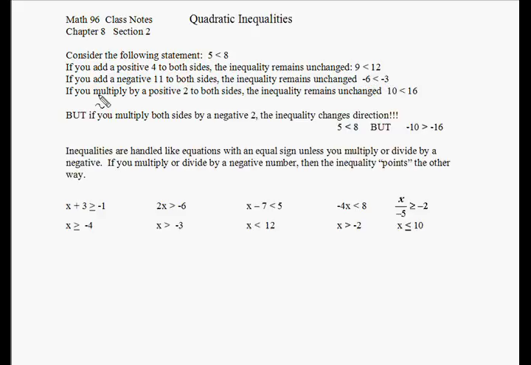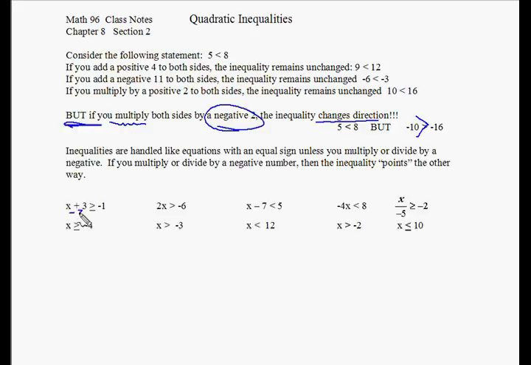Still true. But if you multiply by a positive 2, the inequality still doesn't change. 2 times 5 is 10, which is less than 2 times 8, which is 16. But when you multiply both sides by a negative, the inequality will change directions, because negative 2 times 5 is negative 10, negative 2 times 8 is negative 16, and now negative 10 is greater than negative 16. So the key thing there is if you're multiplying by a negative number.